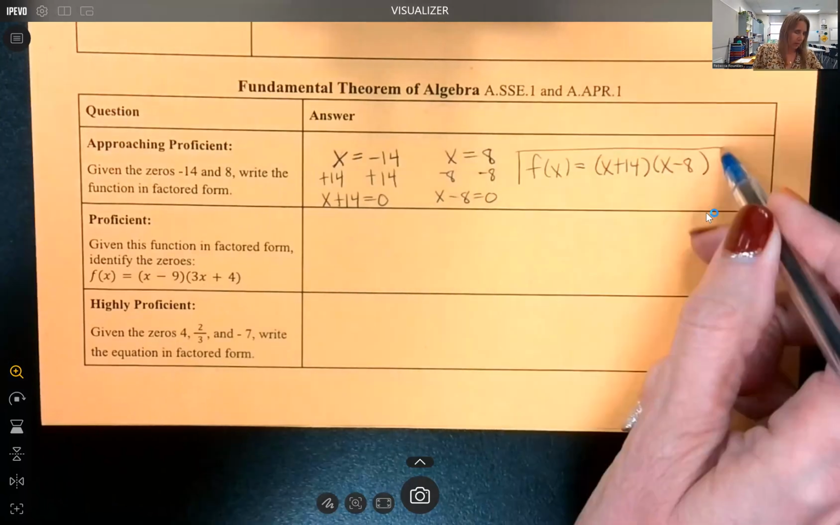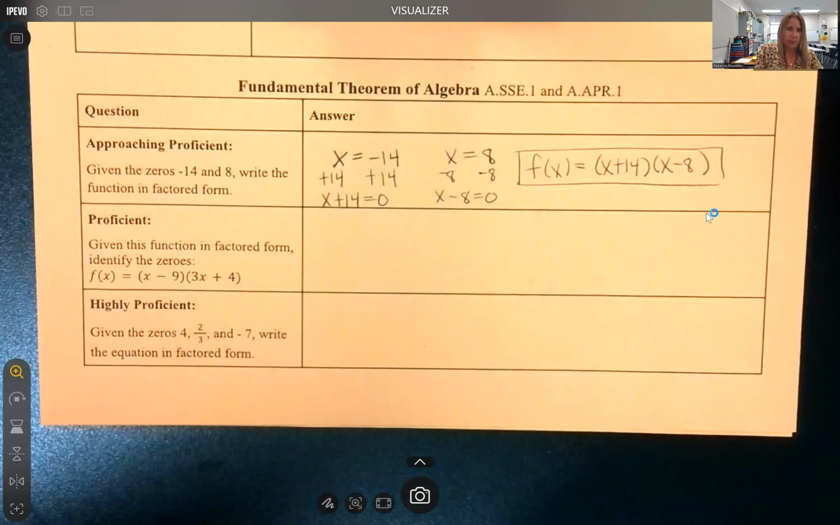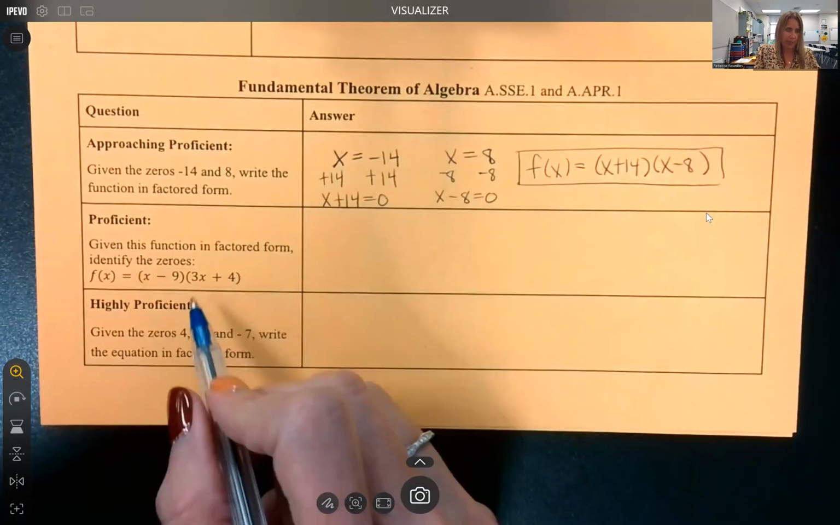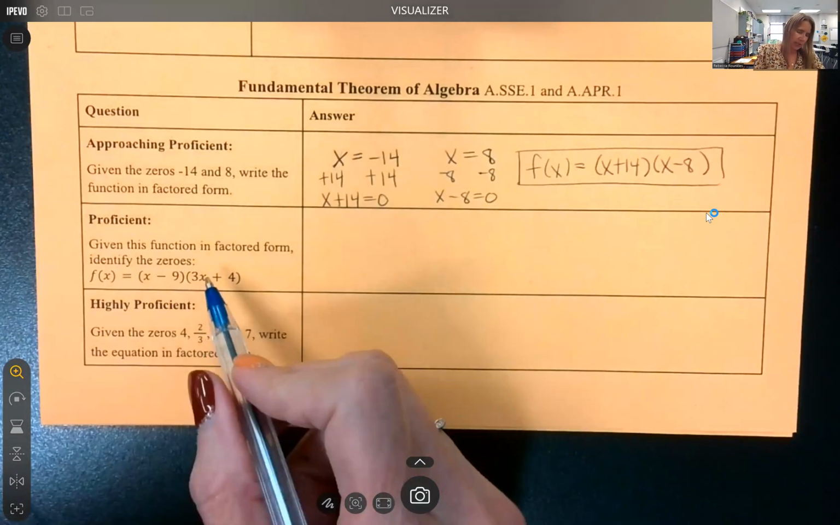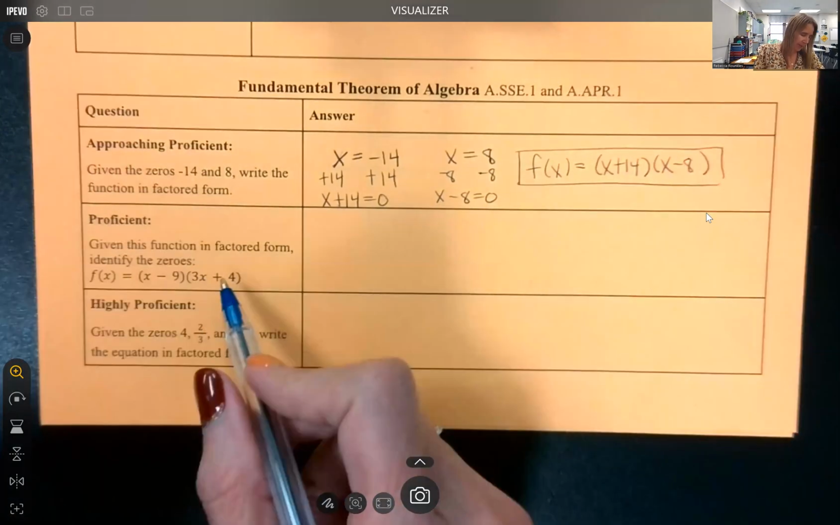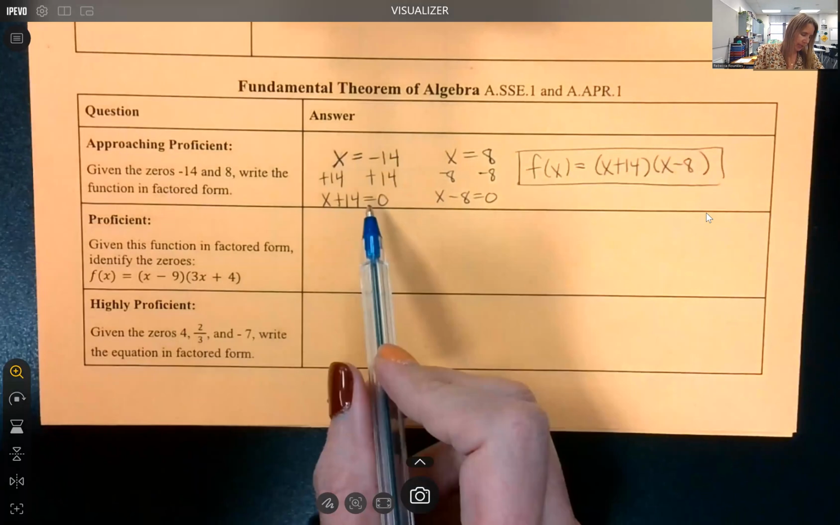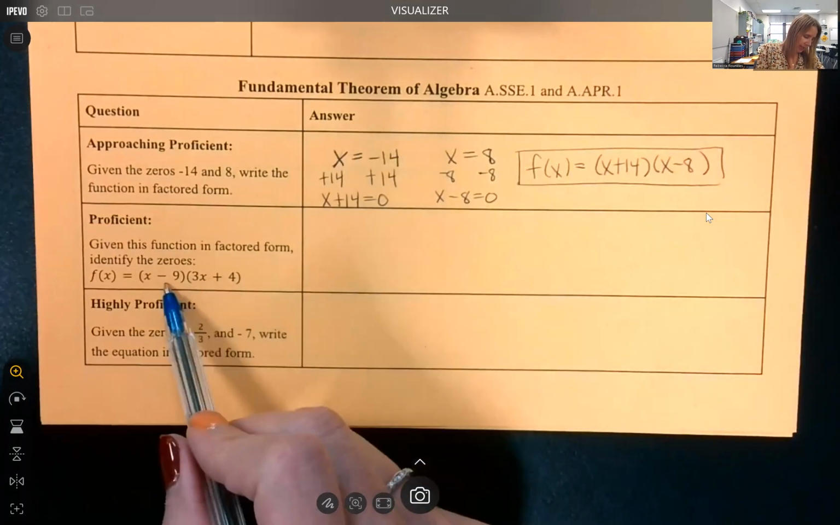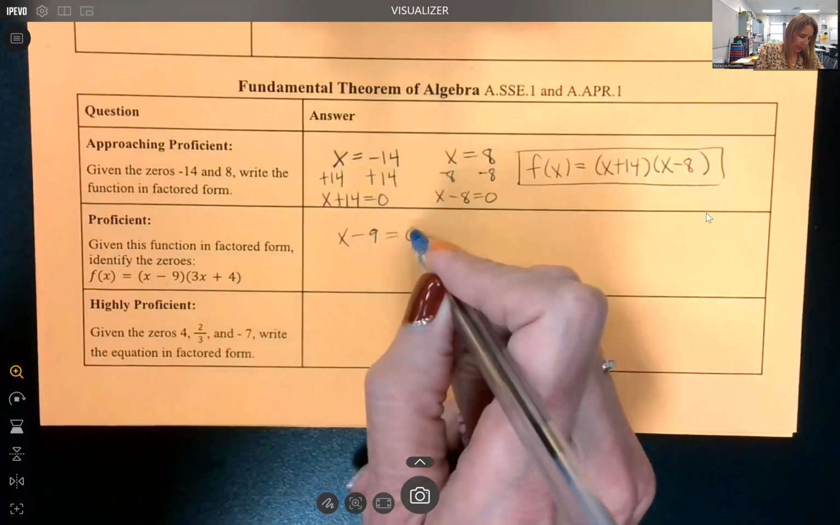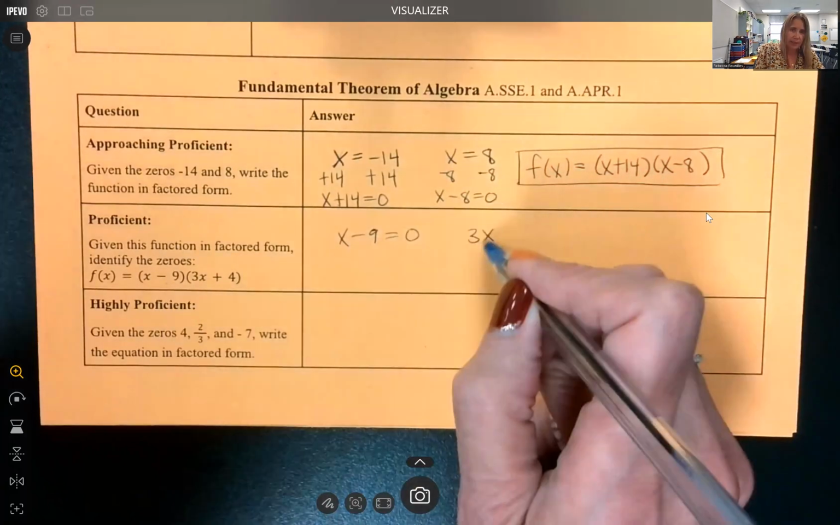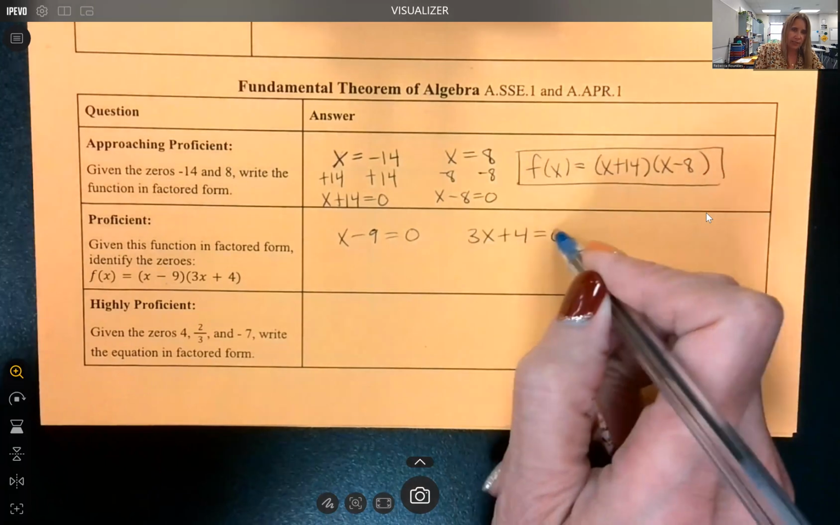Okay. All right, so moving on to proficient, we have it already in factored form, and I need to find the zeros. So we're going to go backwards from our step here. We have the factor, we need to set it equal to 0. x minus 9 equals 0. 3x plus 4 equals 0. And then I solve for x to figure out what the zeros are.